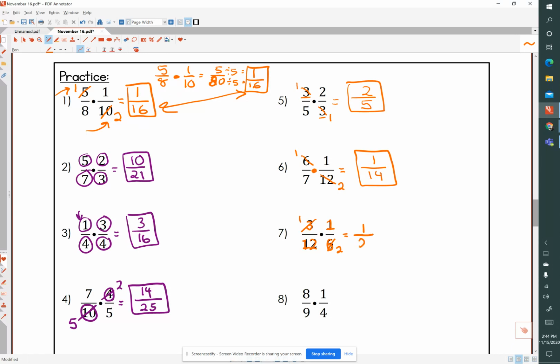12 times 2 is 24. And 1/24 is fully simplified, the final answer. Now, we cannot simplify 1 and 9, but 4 divided by 4 is 1, and 8 divided by 4 is 2. 2 times 1 is 2. 9 times 1 is 9, and that is a final answer.